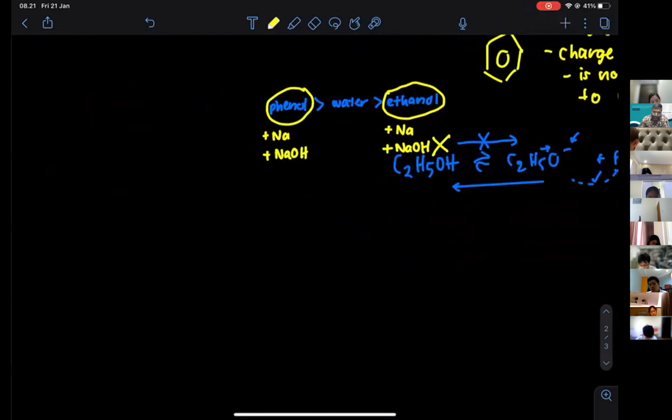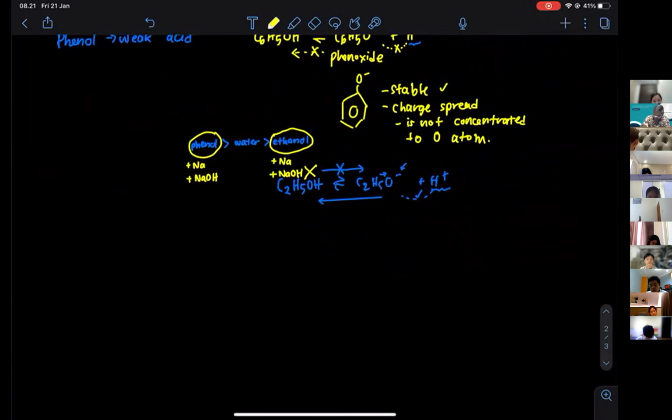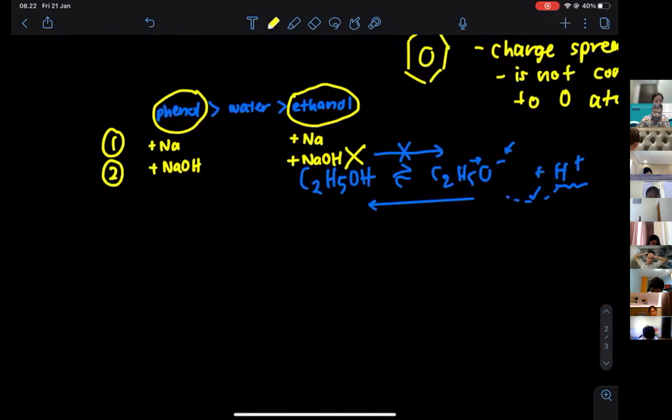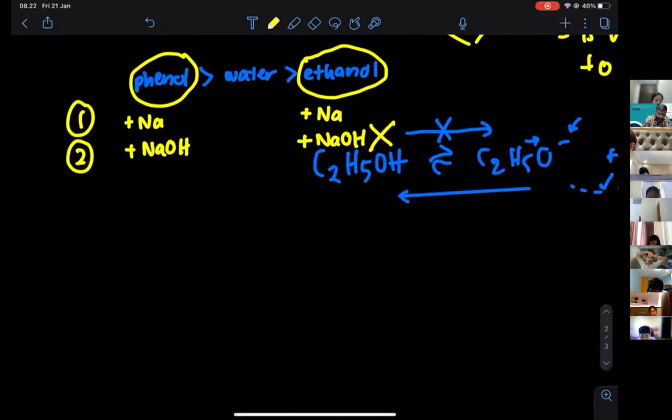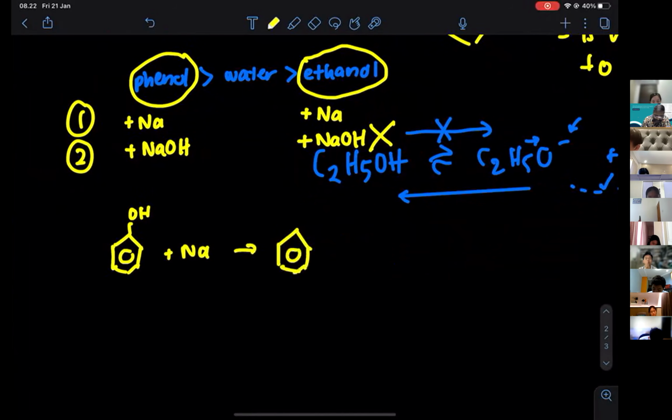Okay, so let's look into the reactions of phenol. You have reaction with Na and reaction with NaOH. I'll go a bit faster. Phenol has OH. When you react it with Na, you are going to get sodium phenoxide, O minus Na plus, and then you will have hydrogen gas.